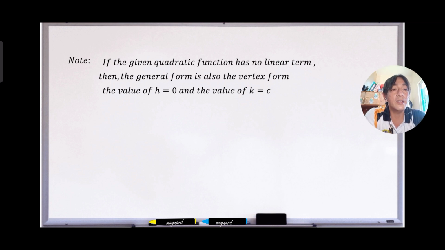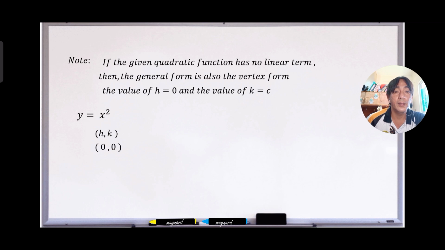Okay, so ito yung mga examples. Ayan. Y is equal to x squared. So, ang h natin dyan ay 0. So, ang k din natin is also 0. So, makikita natin yung vertex niyan sa origin. 0, 0 ang kanyang coordinates. Ayan. Naka-vertex form yan at the same time. General form din kasi wala siyang linear term.